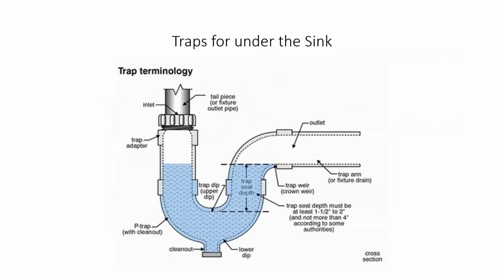Now, many of us know the reason for the trap under the sink is really to prevent sewer gases from coming back up into the sink. That is why it is a trap, and it traps the water, and you can see here how the water is trapped.